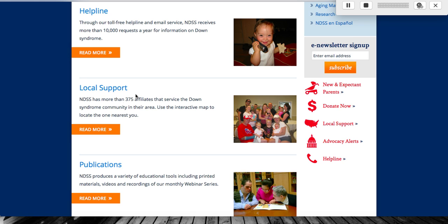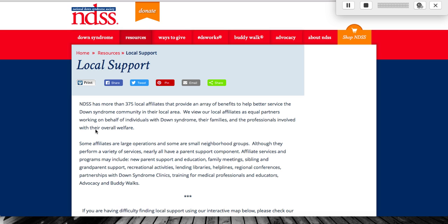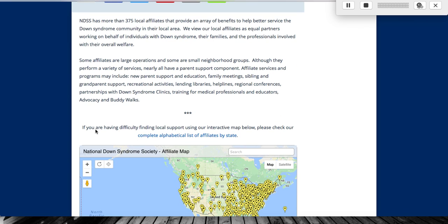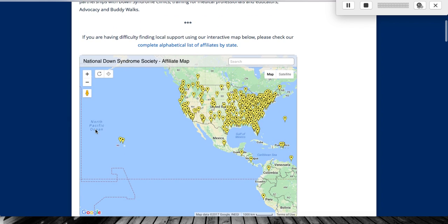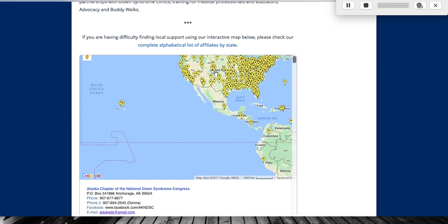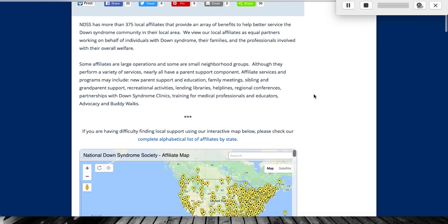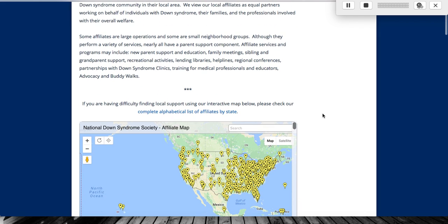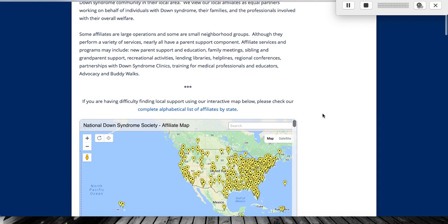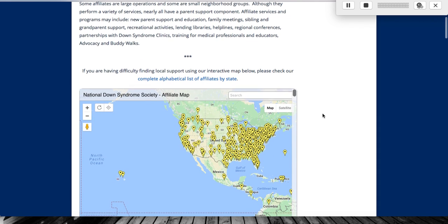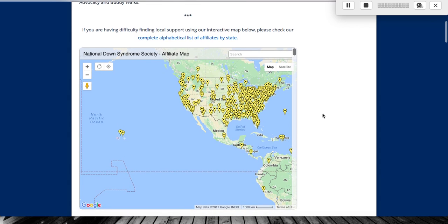For local support, this was really interesting to me. I was trying to find a dictionary or a map of this, and this is actually really cool because this gives you an interactive map of being able to find people in your area that have it's a whole Down syndrome community within the area where you can learn about people, their families, and just everything overall, and where you can get support and just a whole bunch of advocacy.